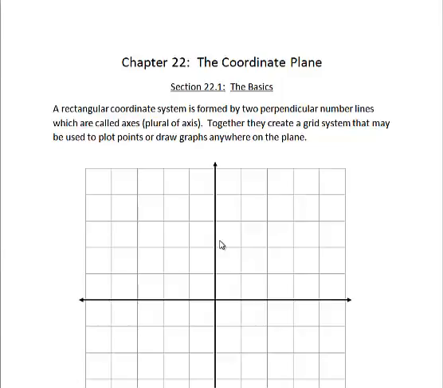They're about 3 pages per chapter. And 22 just talks about what the coordinate plane is, which you can see here below. And then in 23 we talk a little about linear equations.